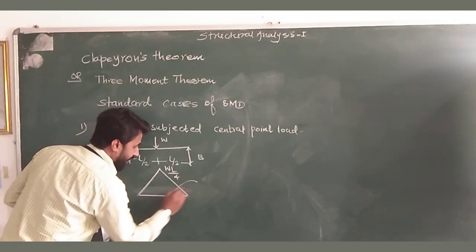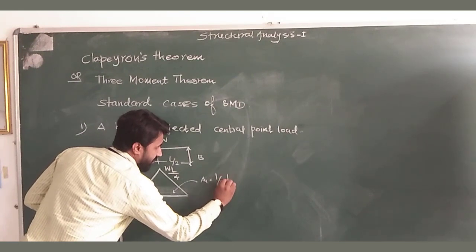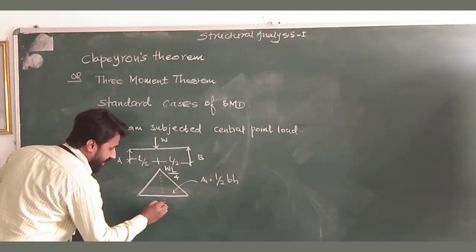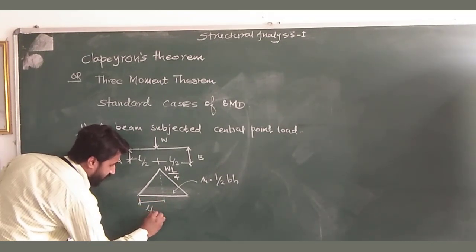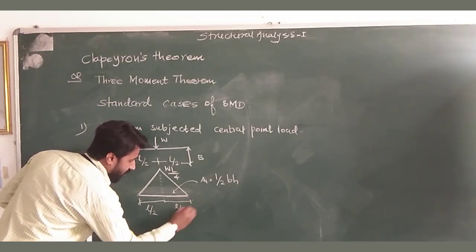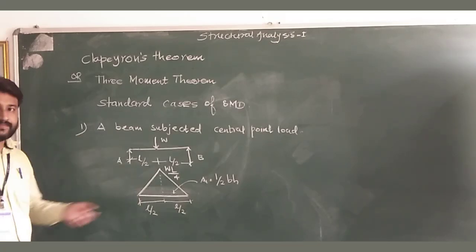Now the area of this triangle is half base into height, and the CG will act exactly at the center, so the CG will be L by 2 from the left side as well as L by 2 from the right side. Okay. Now we will see the second case.